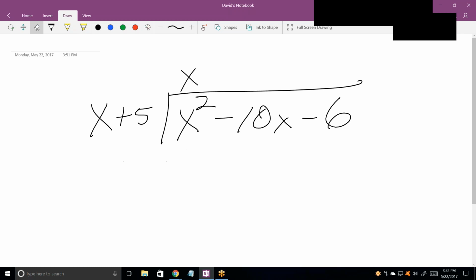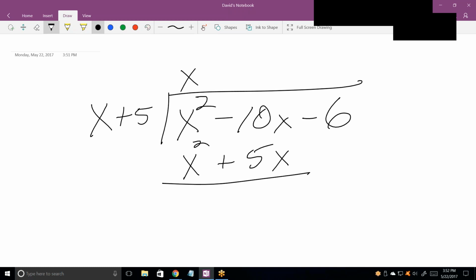Okay. Now, the next step is to multiply that by both terms. So I get x squared plus 5x. Just like long division, you subtract. Minus 10x minus 5x. Remember, I'm subtracting. Is minus 15x. Bring down the next term. Repeat.